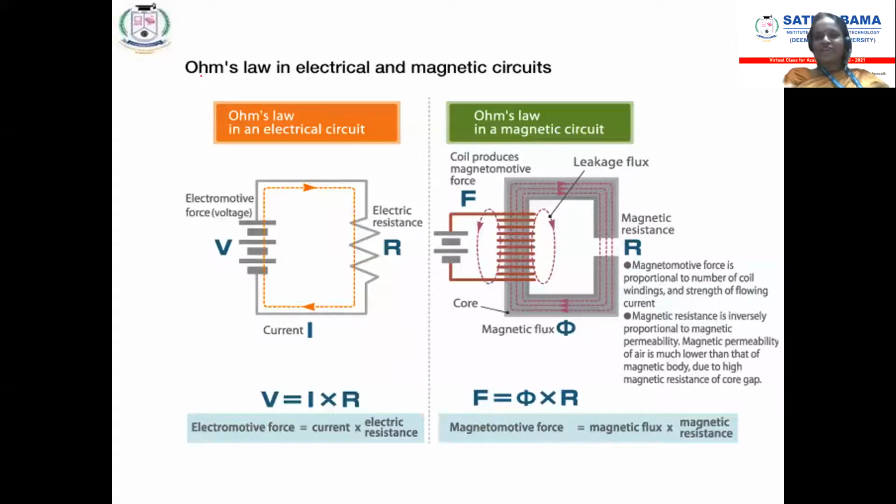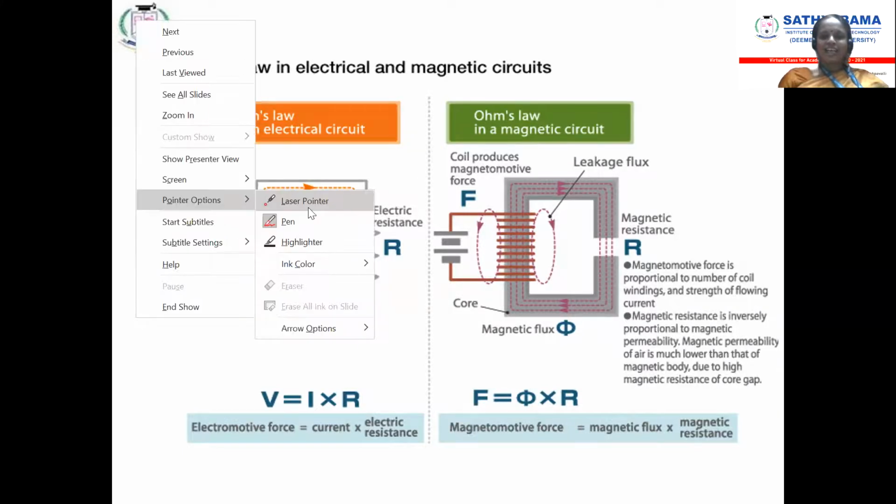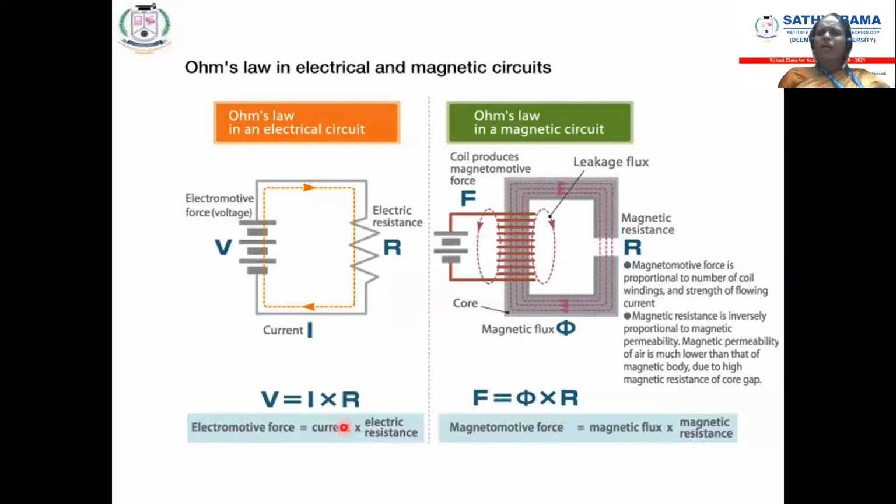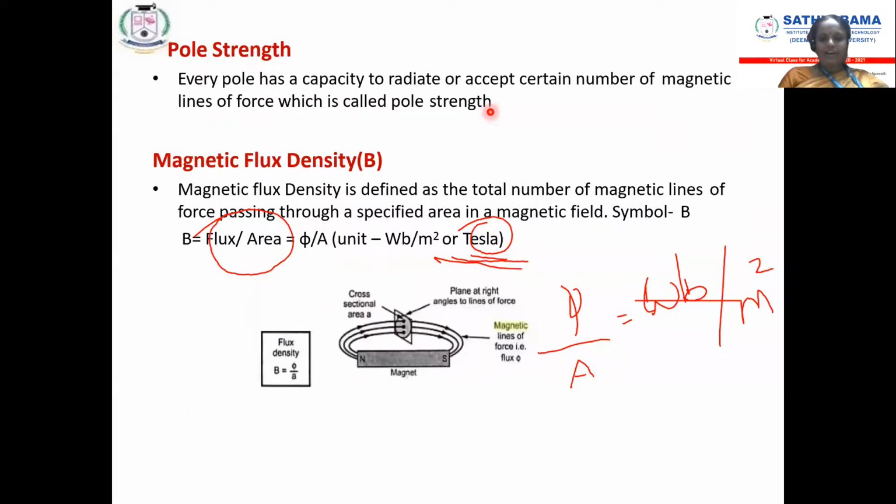Now we will enter into Ohm's law. You all know Ohm's law states that V equals IR. What is Ohm's law in a magnetic circuit? Did you study this earlier? Some of you asked to open the previous slide. Take down the formula for B: B equals phi by A, and the unit is Weber per meter square or Tesla. Is that clear?